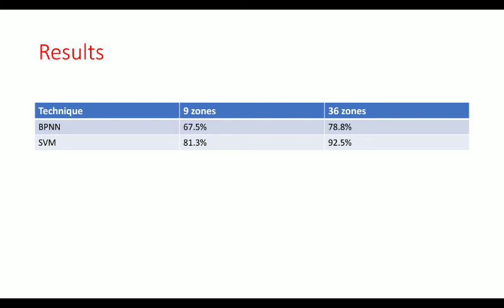So finally, the conclusion is that the support vector machine outperforms the backpropagation neural network. Also, using the support vector machine, it has low complexity compared to the BPNN, and the memory requirement is also very low.